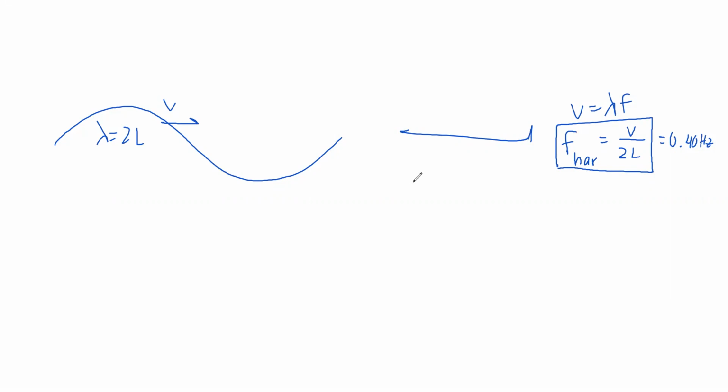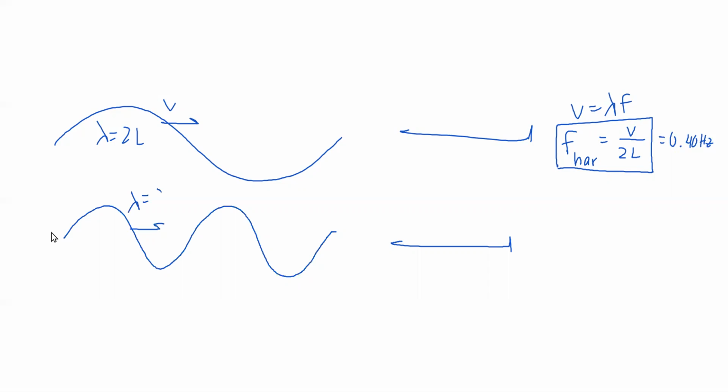And what about the next one, right? To create the next pattern, you now send in a wave whose wavelength is equal to the length of the string. So it's half the wavelength, double the frequency. So this is lambda equals L.